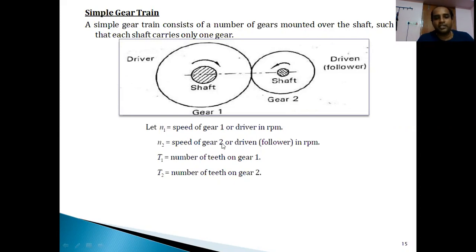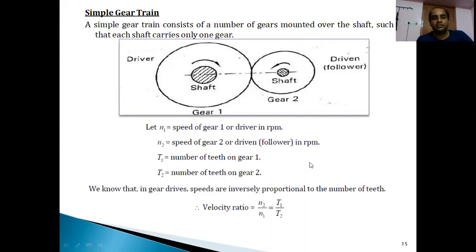Already we have written the assumptions. N1 is the speed of gear 1, which is the driver. N2 is the speed of gear 2, which is the driven gear. What is T1? The number of teeth present on gear 1. The teeth are not shown here; we are just showing a circular pitch in the sketches. Similarly, for the driven gear, T2 is the number of teeth present on the driven gear. Then, how can we write the speed ratio?